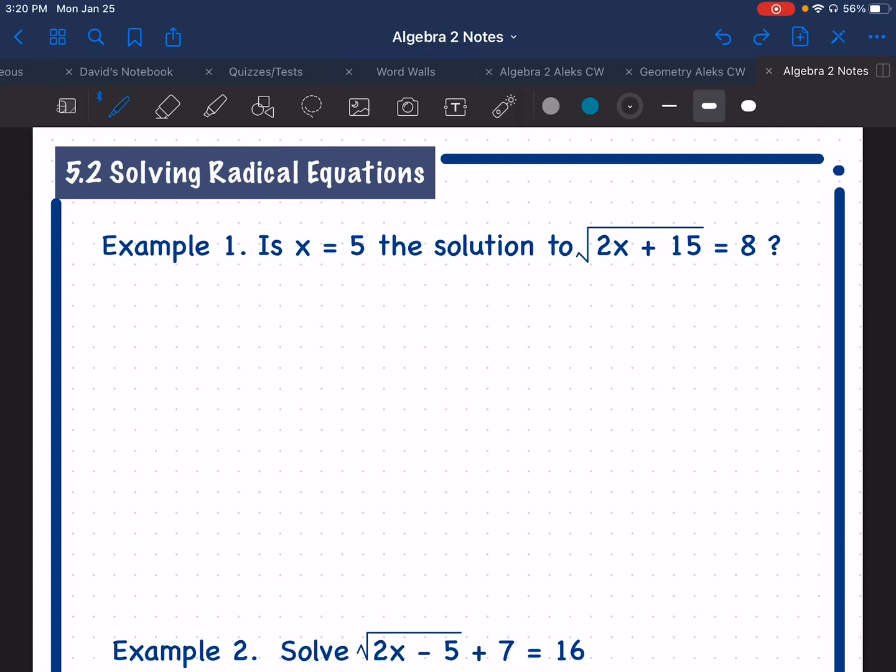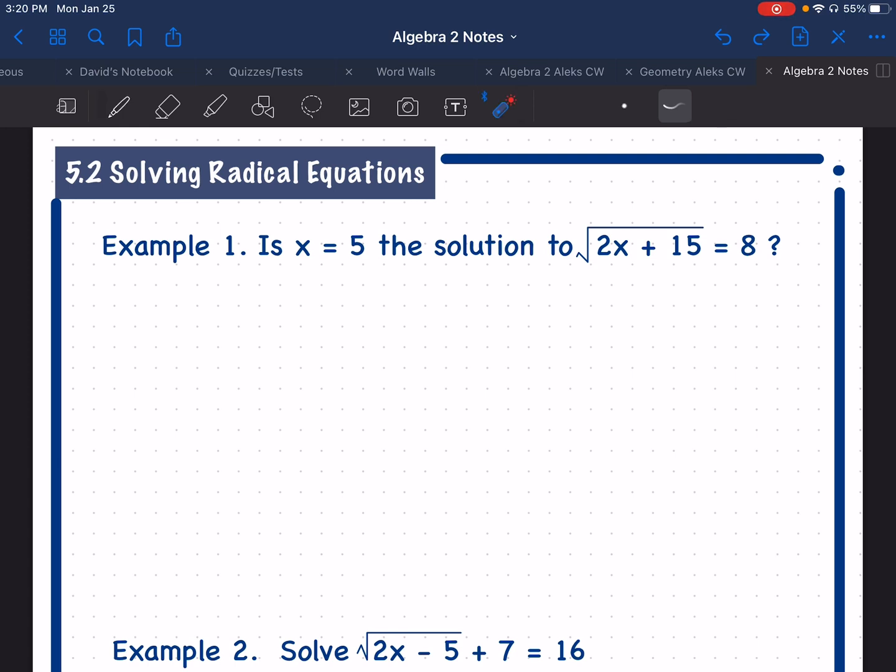Today's lesson is 5.2, Solving Radical Equations. Let's go ahead and take a look at example 1, which is asking us, is x equal to 5 the solution to the equation, the square root of 2x plus 15 equals 8?